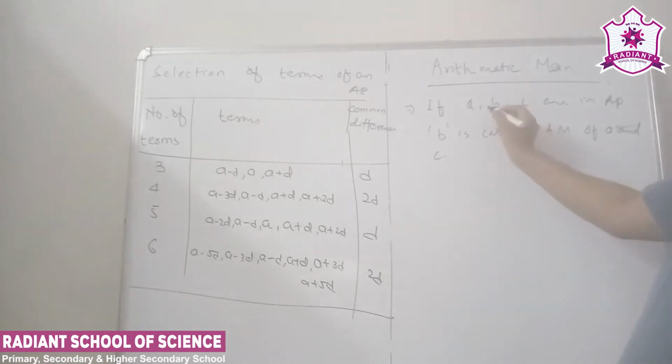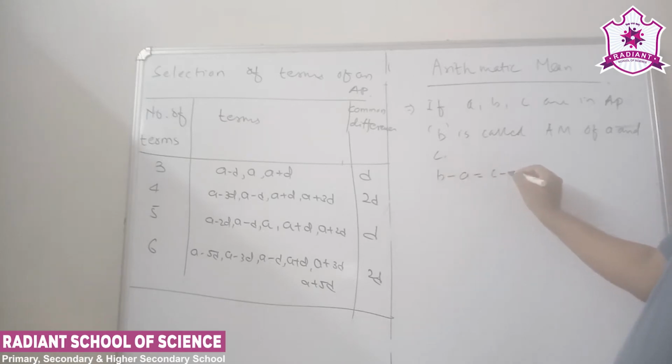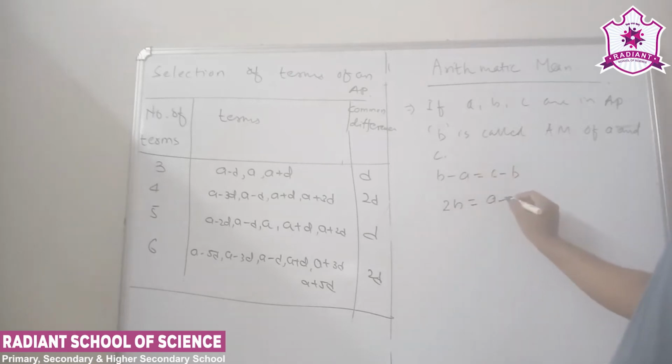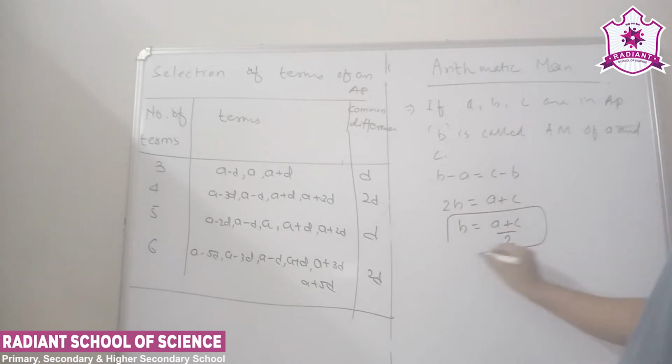अब कैसे? तो आप जानते हो अरिथमेटिक प्रोग्रेशन में तो क्या है? सेकंड टर्म माइनस फर्स्ट टर्म, थर्ड टर्म माइनस सेकंड टर्म. So 2B is equal to A plus C. So B is equal to A plus C by 2. So B is arithmetic mean of this. So some kind of MCQ depends on this arithmetic mean. Okay, understand? So A, B, C are in AP. तीनों टर्म AP में हैं. So B is called the arithmetic mean of A and C. So value of B is equal to second term is equal to first term plus third term by 2.